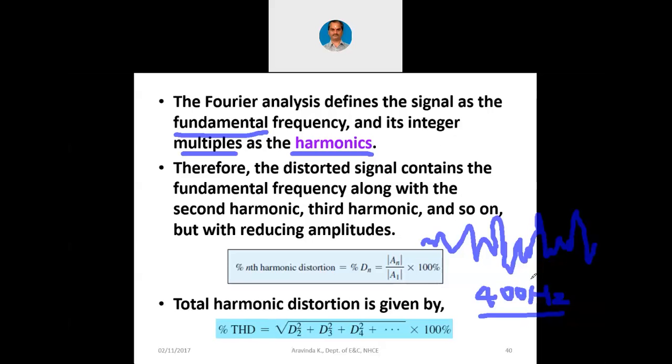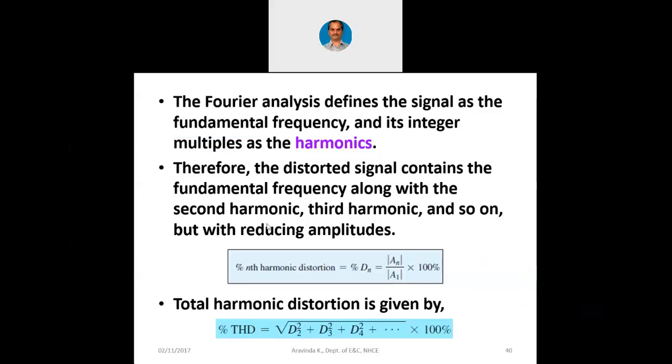All the constants of these harmonics can be in decreasing order. That means 400 Hz will have the maximum constant when it is expressed in mathematical form, and other frequencies will have constants in decreasing order. That way Fourier gave a great mathematical tool to represent signals. That is called Fourier analysis. Using this Fourier analysis, the signal can be represented with the fundamental frequency and its integer multiples. The integer multiples are called harmonics.